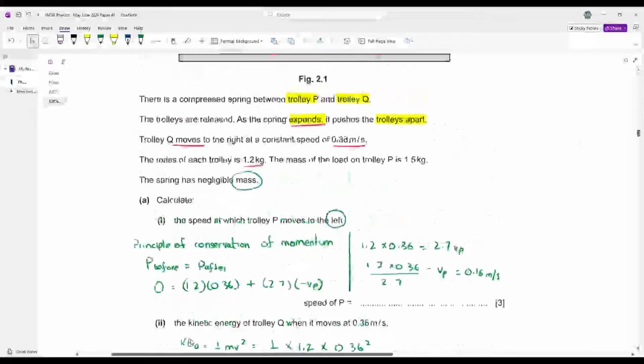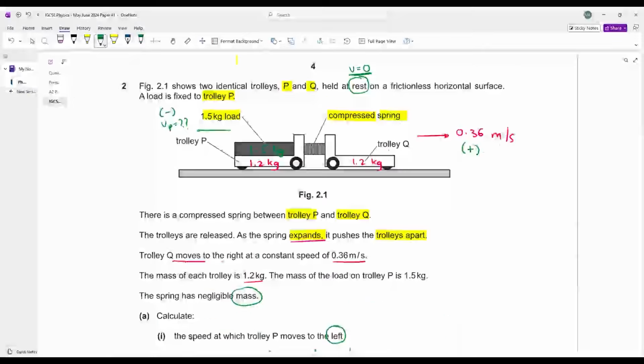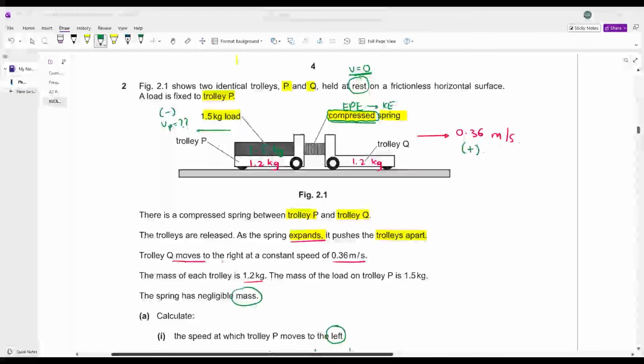बेटा जैसे ही spring expand हो रहा है, what happens? The elastic potential energy stored in the spring gets converted into kinetic energy of the trolleys. ये जो compressed spring है, this is storing elastic potential energy. As this spring expands, the elastic potential energy of the spring gets converted into kinetic energy of the trolleys.